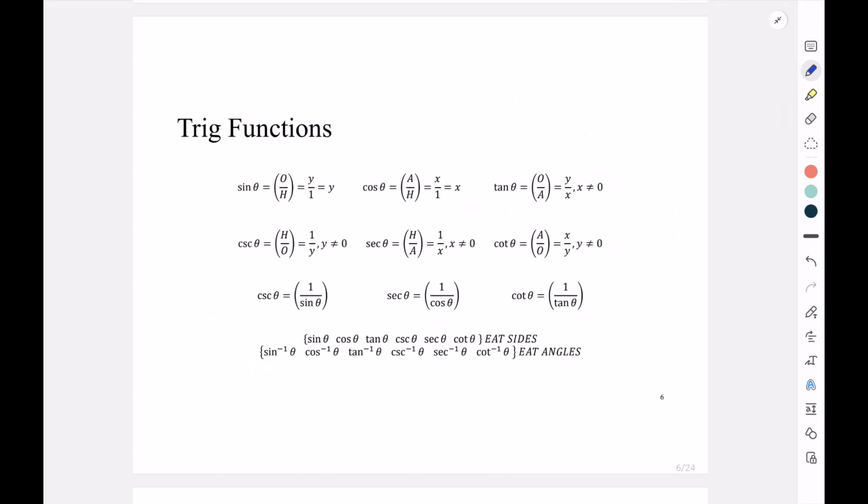Next we look at the trig functions, which we'll use throughout precalculus, and you'll use sometimes in calculus. With the trig functions, you can memorize them as SOHCAHTOA. Sine is opposite over hypotenuse, cosine is adjacent over hypotenuse, and tangent is opposite over adjacent. And we can see that sine is going to be our y, cosine is going to be our x, and tangent is y over x.